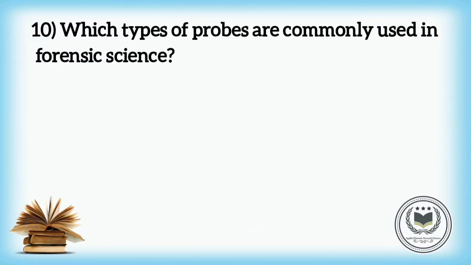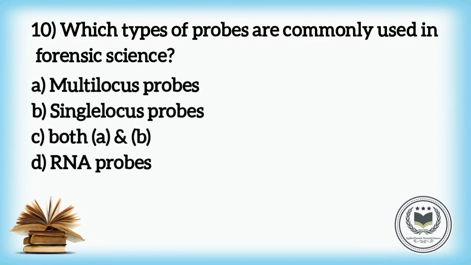Here's the tenth question. Which type of probes are commonly used in forensic science? Option A. Multi-locus probes, B. Single locus probes, C. Both A and B, and D. RNA probes. And the correct answer is single locus probes.